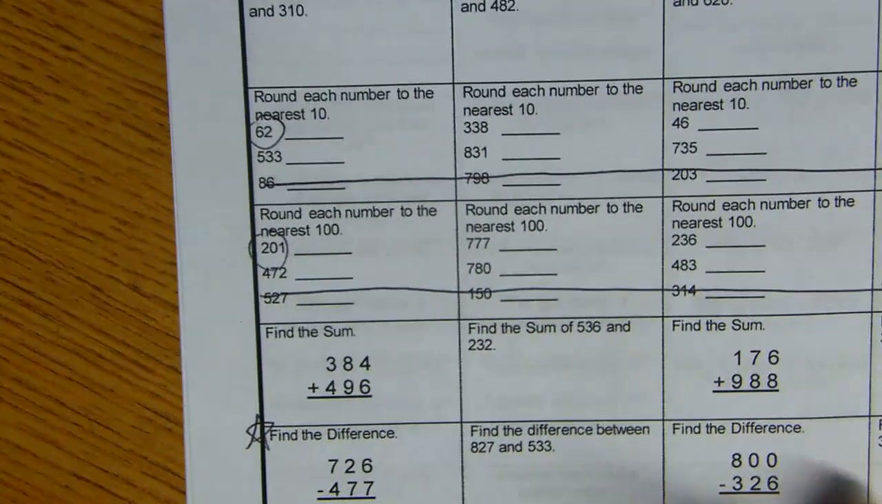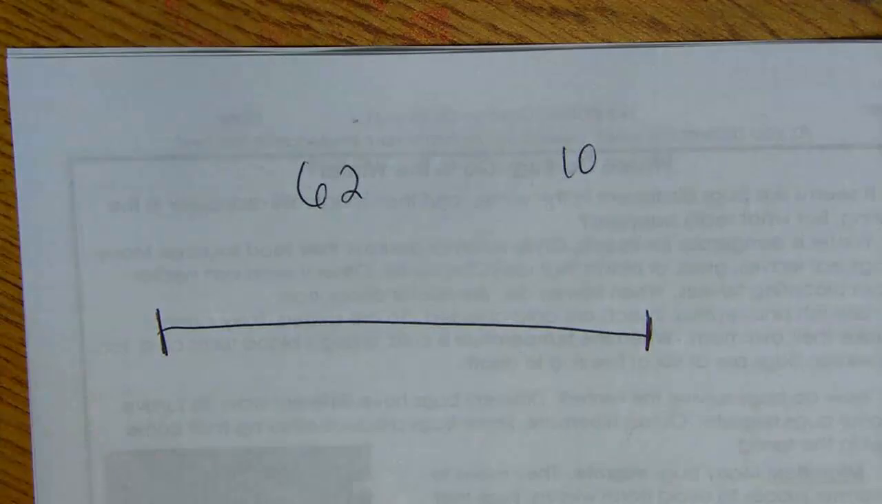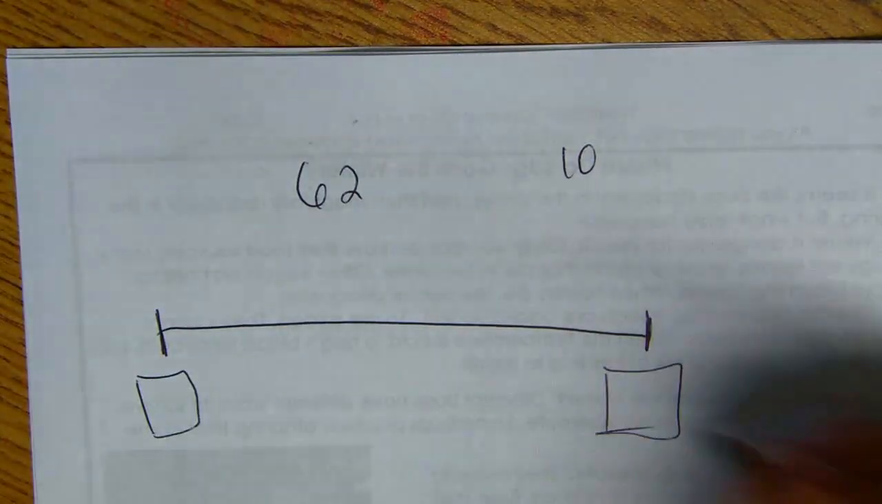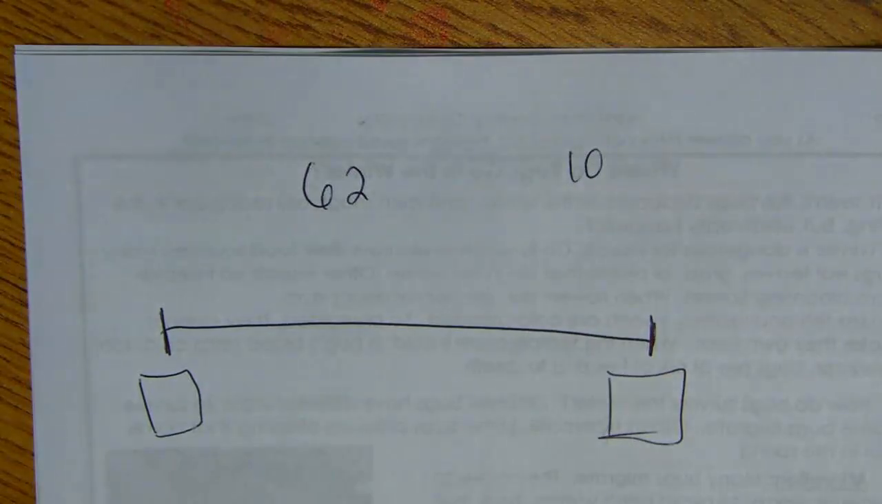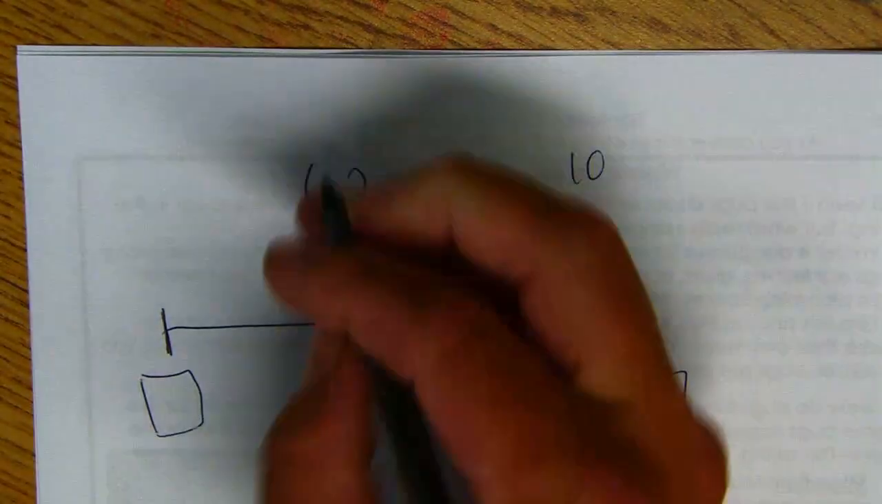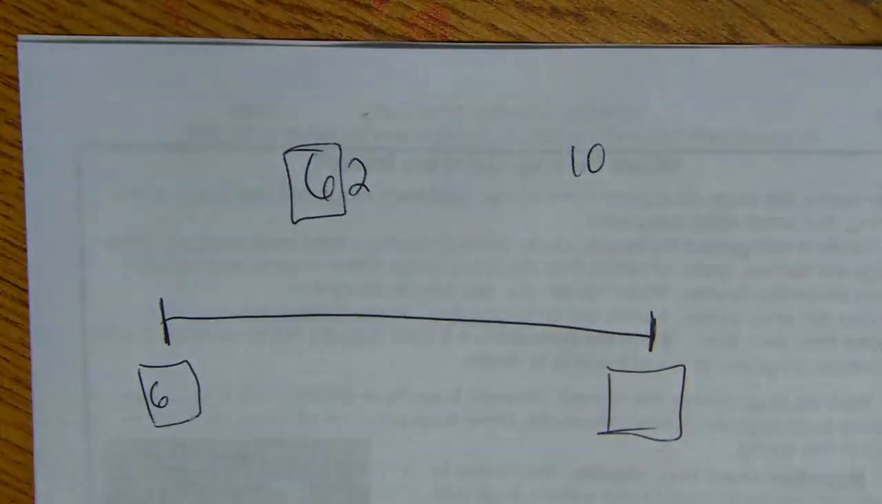All right, first one, rounding 62 by 10. 62 by the tens place. First thing we do, we've done lots of these by now, make a bookshelf. You have to try to figure out your two bookends. What place are we rounding to? The tens place. That tells you the first number of one of your bookends.